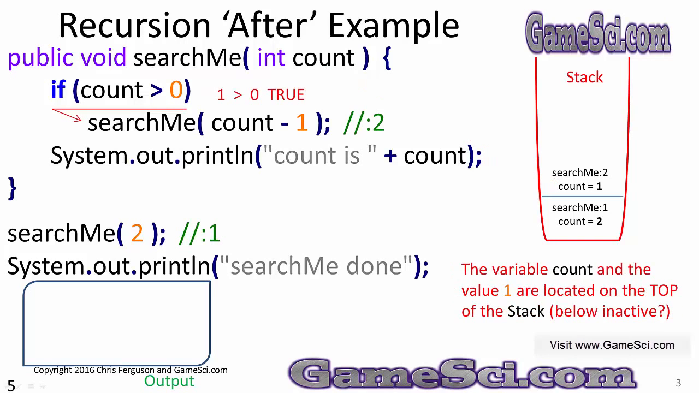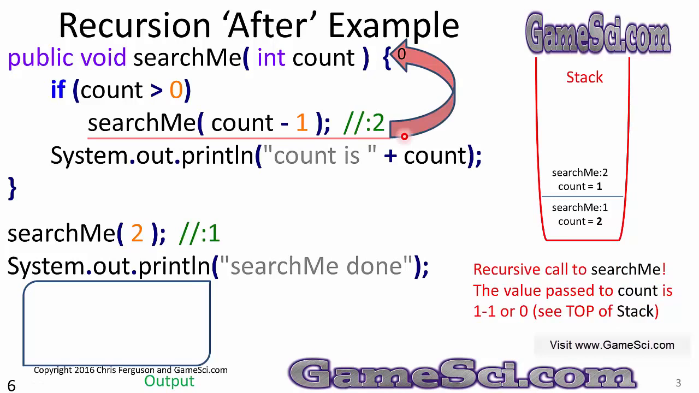So we test our if statement again. Again, count is over here. See, count is from this top of the stack. 1 greater than 0 is true. So we're going to execute the code in the if block, which means, whoop, more recursion. So there we are. We're going to recursively call SearchMe. The value passed to count is going to be 1 minus 1, or 0. Remember, the top of the stack always contains the current value of count.